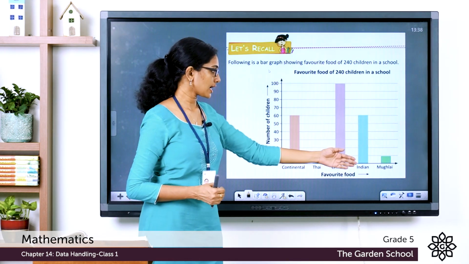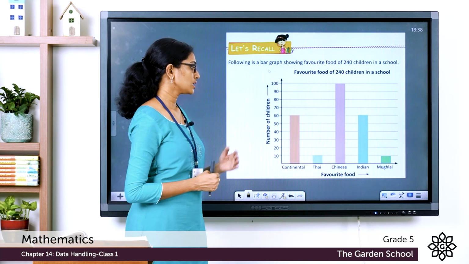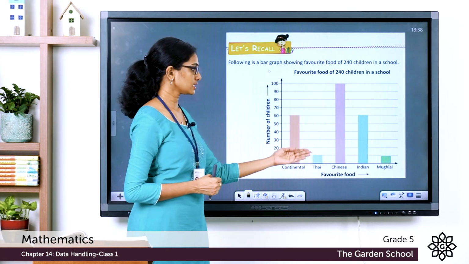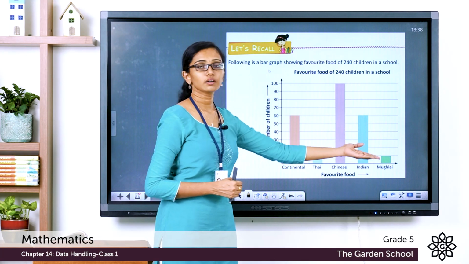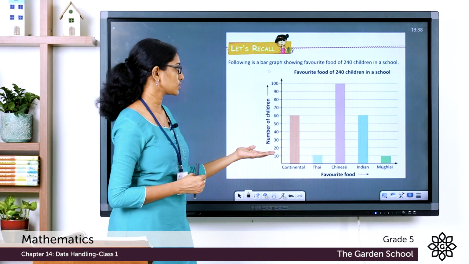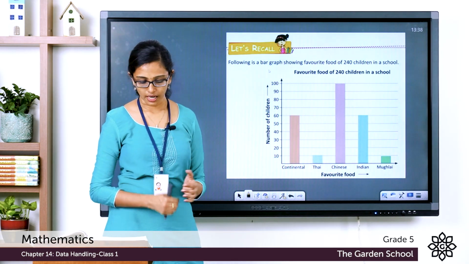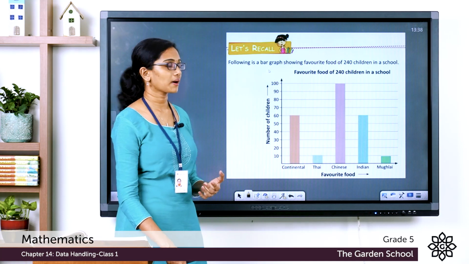On the horizontal line, you have the different favorite foods of children, and you have Continental, Thai, Chinese, Indian and Mughlai as the labels given here. And on the vertical line, you have the number of students or the number of children. Now, there are a few questions following this bar graph. Let's go through each question one by one.